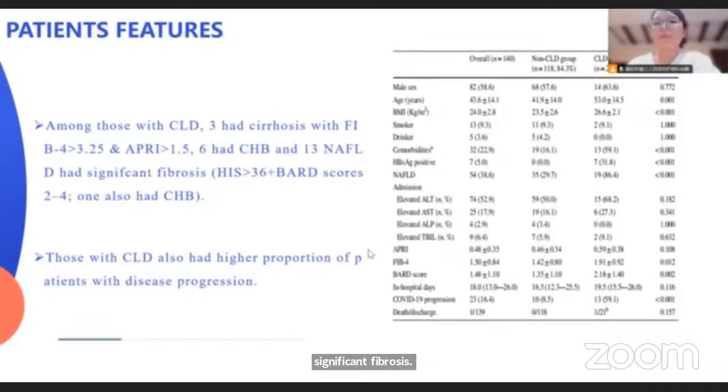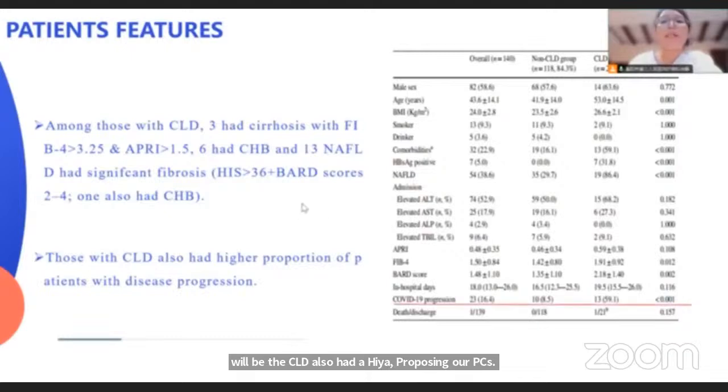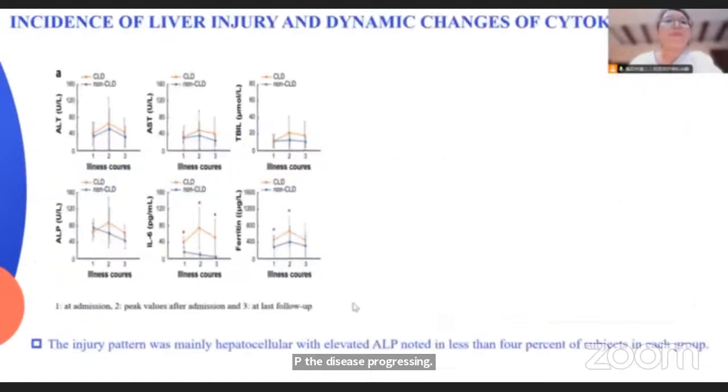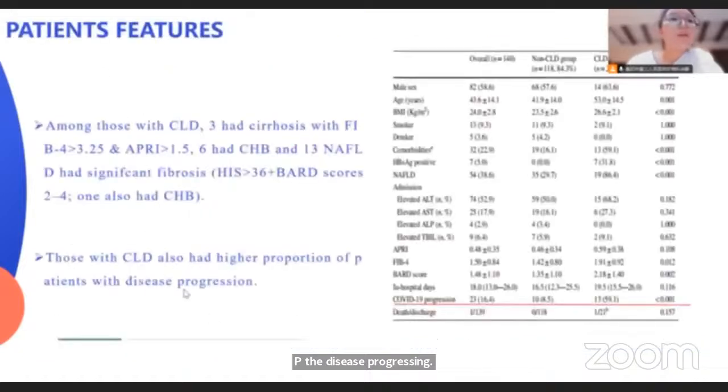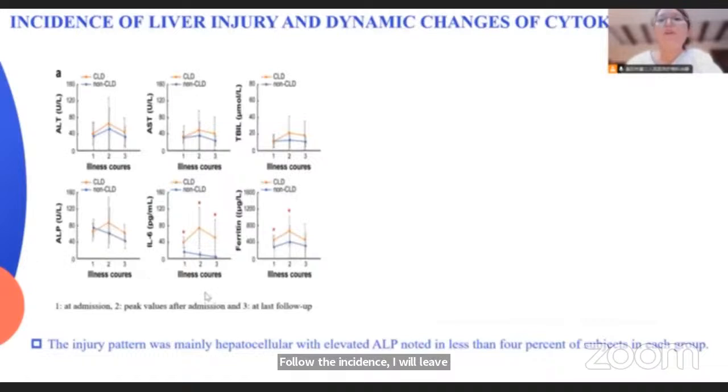10 NAFLD patients had diabetes as well. Compared to those without CLD, those with CLD were older, with a higher BMI. Those with CLD also had a higher proportion of patients with disease progression. Followed by the incidence of liver injury and the dynamic changes of cytokines.